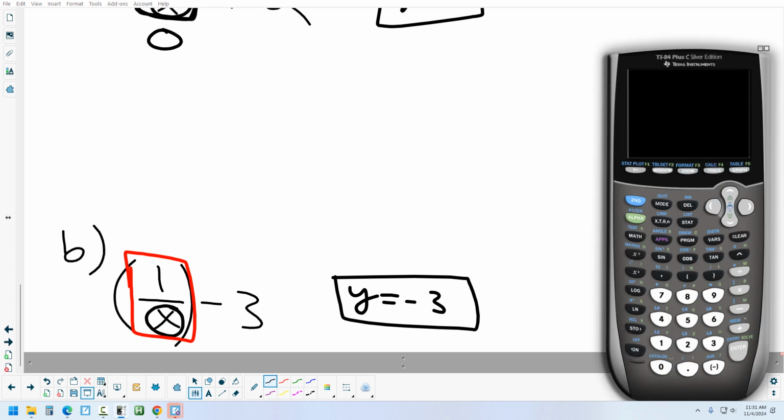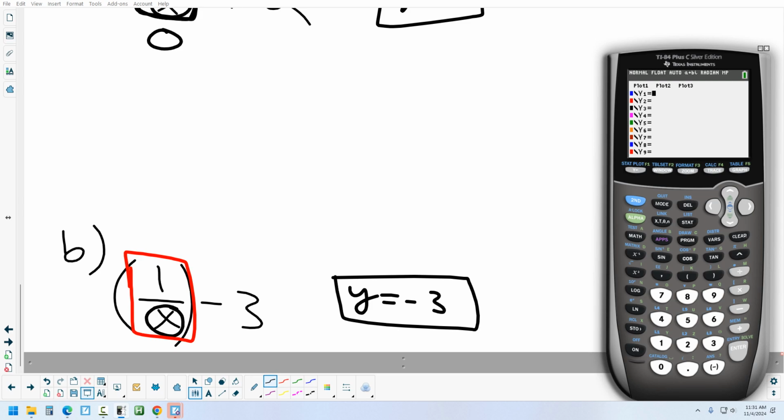And you could always double check it. Type that in, go to your table. And now pick a big number for x. Pick like 50. -2.98. Go even bigger. Go 600. -2.998. Okay, let's do like 2,000. -2.9995. It's getting very close to -3 as x gets bigger and bigger.